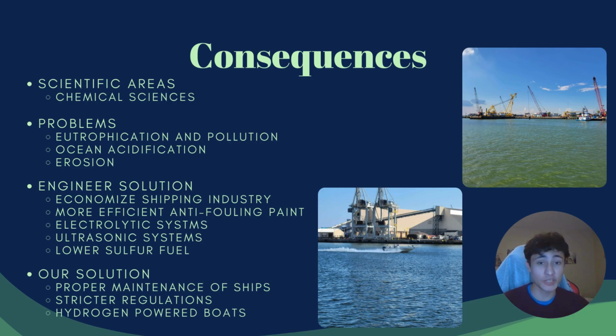But ships can also opt in for electrolytic systems, in which a current is passed through two anodes that produce copper ions to prevent marine organisms from attaching to the hull, or implement ultrasonic systems, in which a high-frequency electric impulse would prevent marine growth from attaching to piping. But engineers can also help create a lower sulfur fuel.